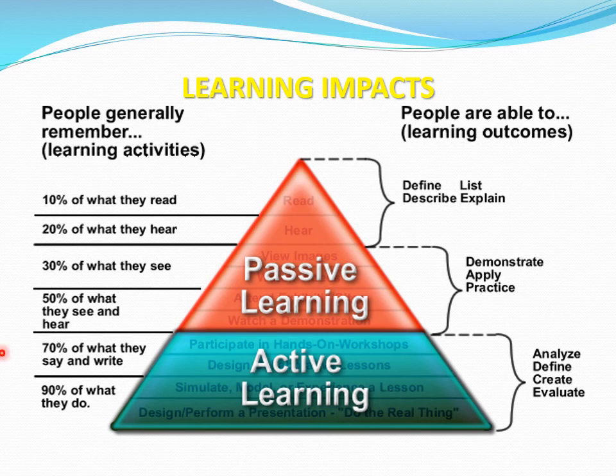Here, at this level, learners can remember up to 70% of what they say and write, up to 90% of what they do. And through active learning, learners can analyze, define, create, and evaluate. So this is the process of how the impact of learning shifts through different learning styles.